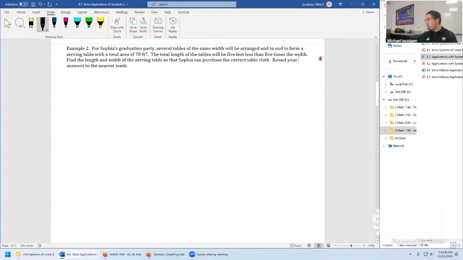If you're watching the video, this is a good time to just pause it to see if you can start to solve this from scratch based off the information we're given. We're told for Sophia's graduation party, several tables of the same width are to be arranged end to end to form a serving table, so a gigantic one, having a total area 70 feet squared. So that's the starting information. The total length of the tables will be 5 feet less than 5 times the width.